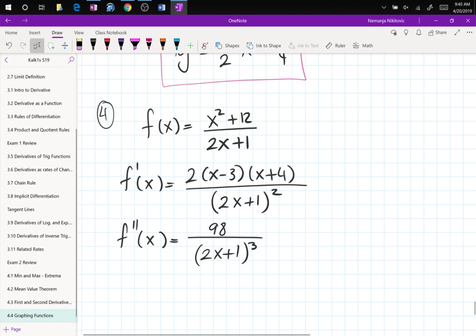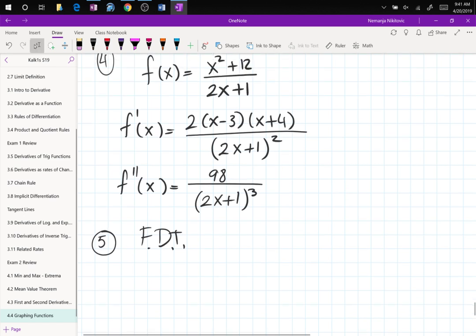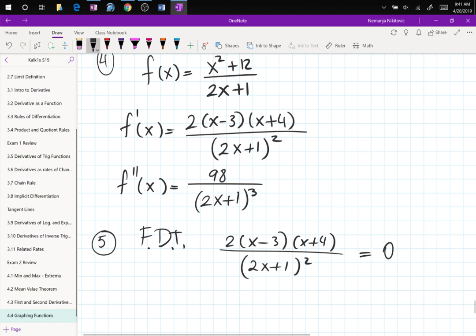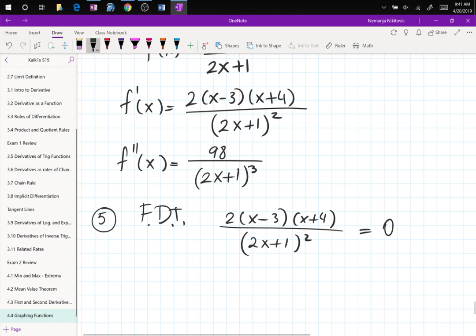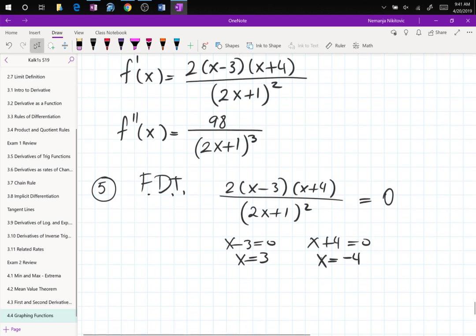So now you have your first and your second derivative, and now you can go and do the first derivative test, FDT. So we take our 2(x minus 3)(x plus 4) divided by (2x plus 1) squared, and we set that equal to 0. From where 2 equals 0, x minus 3 equal to 0 gives us x is 3, and x plus 4 equal to 0 gives us x is negative 4. The denominator, once you cross multiply, just dies.